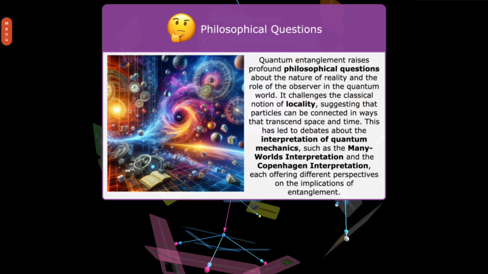Quantum entanglement raises profound philosophical questions about the nature of reality and the role of the observer in the quantum world. It challenges the classical notion of locality, suggesting that particles can be connected in ways that transcend space and time. This has led to debates about the interpretation of quantum mechanics, such as the many-worlds interpretation and the Copenhagen interpretation, each offering different perspectives on the implications of entanglement.